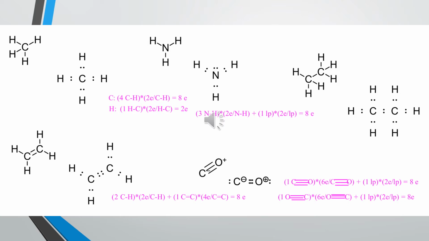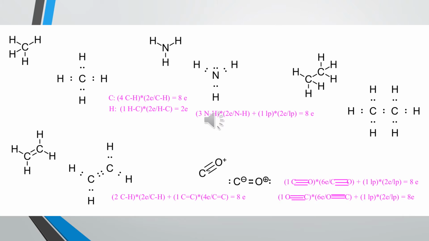And so you can see for methane that the count for carbon is as follows. 4 carbon-hydrogen bonds times 2 electrons per carbon-hydrogen bond is 8 electrons. In other words, carbon in the molecule feels 8 electrons and feels like neon, where hydrogen has only 1 bond, and it gets 2 electrons for that 1 bond, and it feels like helium with 2 electrons.